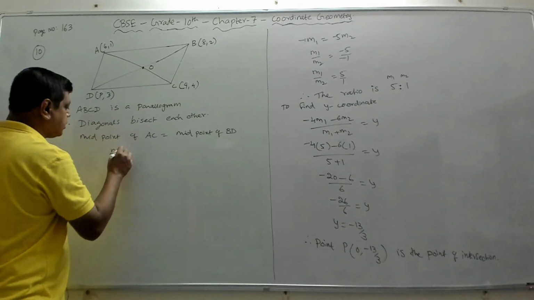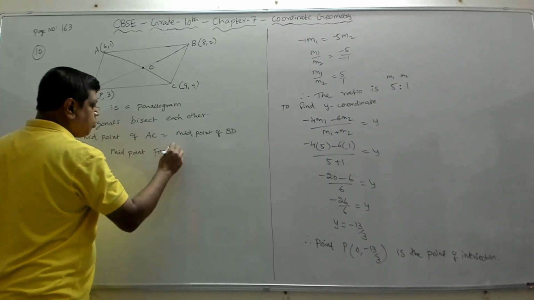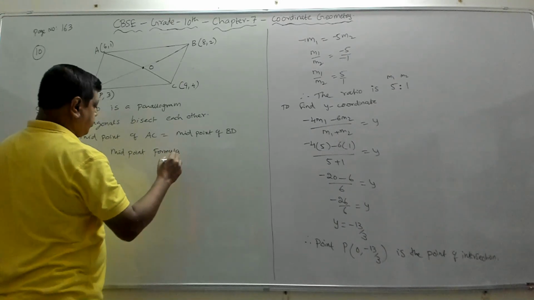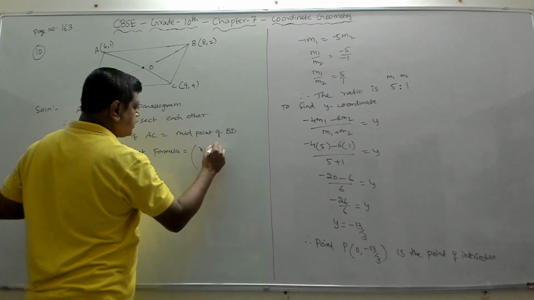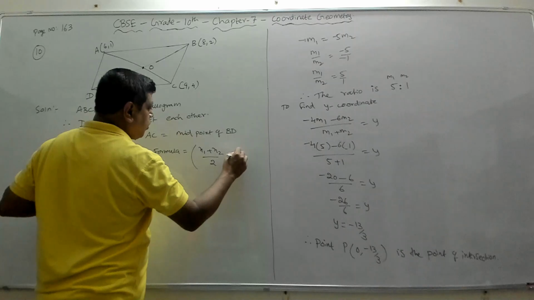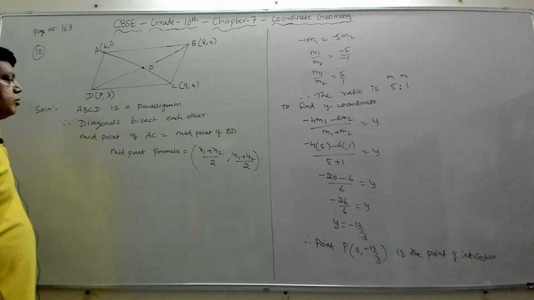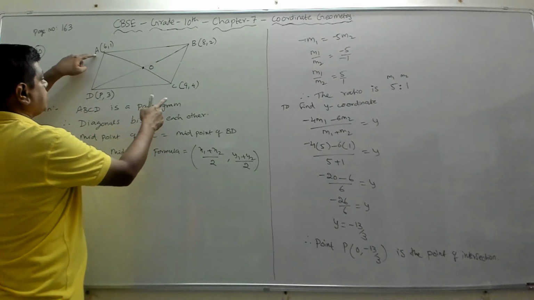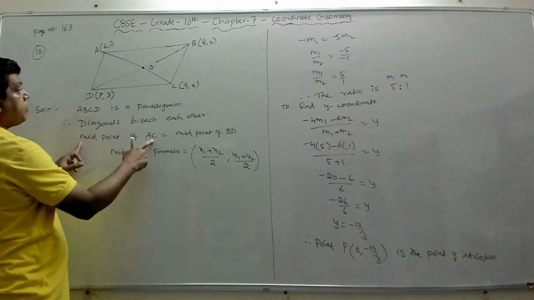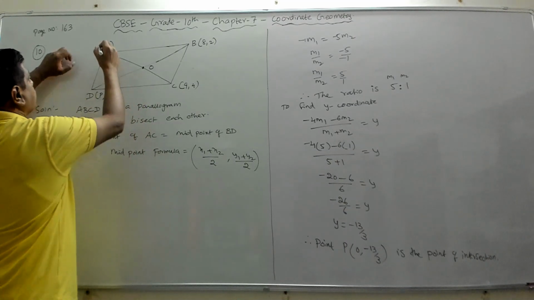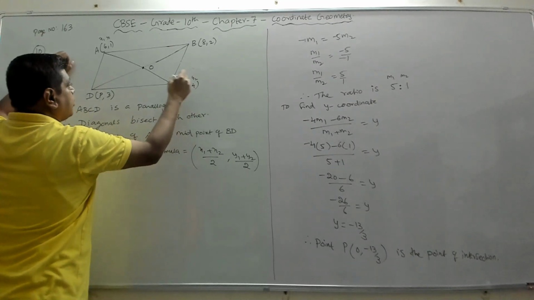So the midpoint formula, which comes out of the section formula, is x1 plus x2 by 2 comma y1 plus y2 by 2. So this is your midpoint formula. If you want to find the midpoint of any 2 points, this is the formula. Now let's find the midpoint of AC. Midpoint of AC is O, right? So we'll take this as x1 y1 and this as x2 y2. Now we can find the point O.